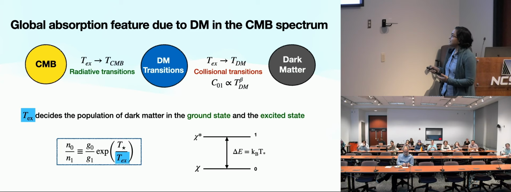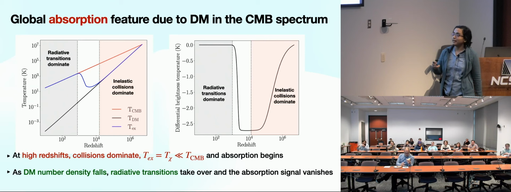If the radiative transitions due to CMB photons are the strongest interaction, then the two-level system will come into equilibrium with the CMB, so the excitation temperature will come into equilibrium with the CMB temperature. If dark matter collisions are strong, then they will decide the population of particles in the two states, so they will bring the excitation temperature into equilibrium with the dark matter temperature. Now I'll try to explain how this physics can imprint a global absorption signal in the spectrum of the CMB. On the left-hand side here is a plot of temperature versus redshift.